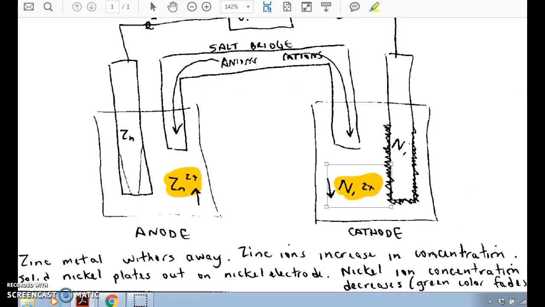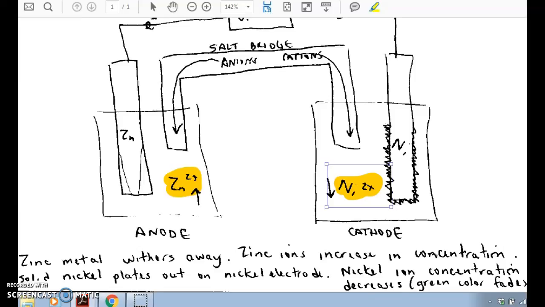So if we were to observe the changes occurring, then we would see that the zinc metal is withering away. Since zinc metal is the reactant, it's being used up. The concentration of zinc ions would increase at the anode. That would not have any visible change because zinc 2+ is a colorless solution. And then over at the cathode, the solid nickel would plate out, since nickel solid is a product of the reduction, and the nickel ion concentration decreases.